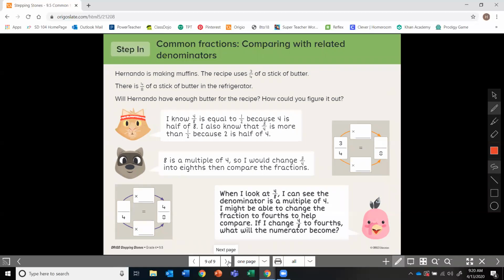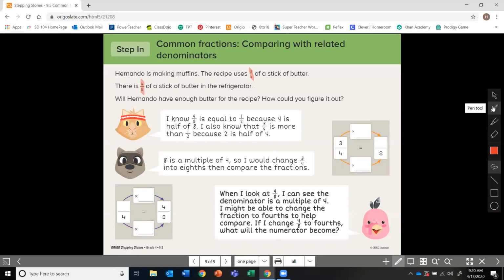There is 4/8 of a stick of butter in the refrigerator. Will Hernando have enough butter for the recipe, and how could you figure it out? Okay, so we have our cat and our raccoon here who are here with some tips for us. Now remember, we have 3/4 of a stick of butter, and there's only 4/8 of a stick of butter in the refrigerator. So we have to figure out if he has enough.